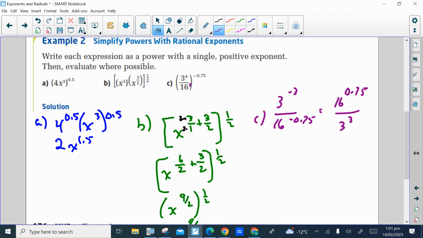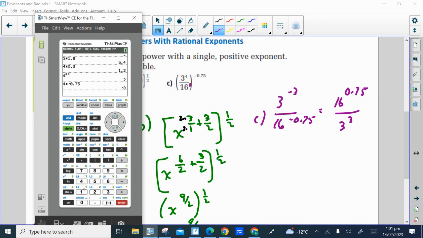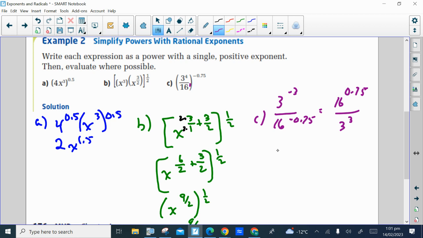And now we can use our calculator. 16 to the power 0.75. You might be surprised what you get for an answer here. It's an actual number. 16 to the power 0.75 is 8 over 3 cubed, which is 27. There's our final answer. So again, we're going to see why 16 to the power 0.75 equals 8. We will see that as we go through this part of the book.